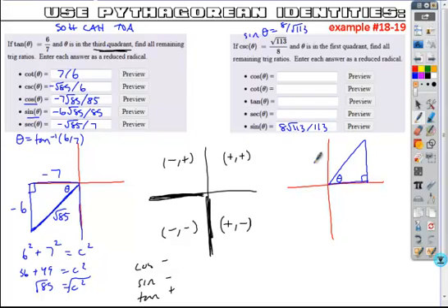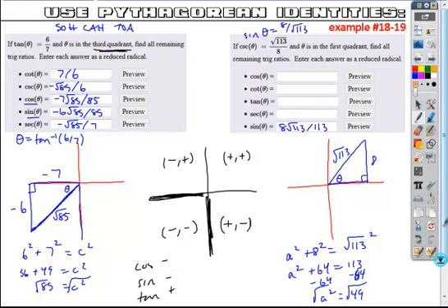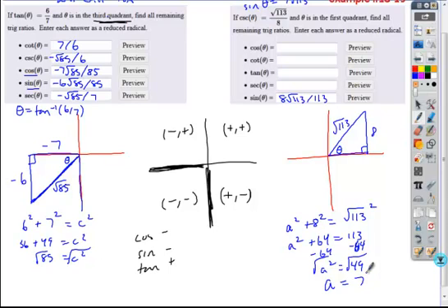When I set up my right triangle, I'm going to use this form. So sine is opposite 8 over hypotenuse root 113. And so when I set up my Pythagorean theorem, I have a squared plus 8 squared is equal to root 113 squared. A squared plus 64 is equal to 113, the radical and power cancel. And so when I'm simplifying, I subtract 64 from both sides. Extract the square root. I get a is equal to plus or minus 7.